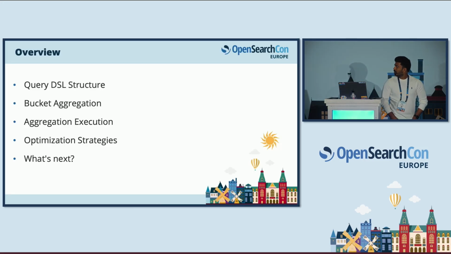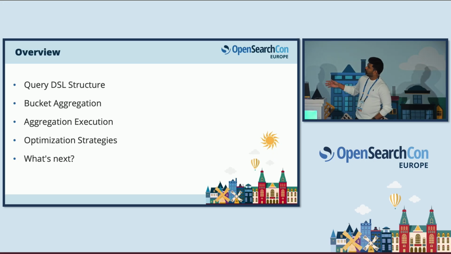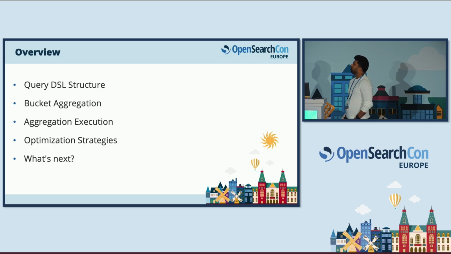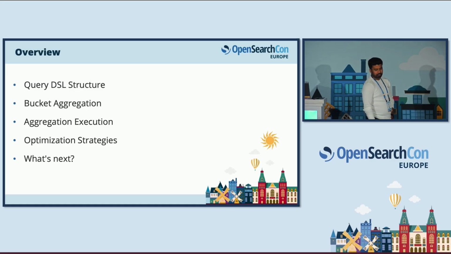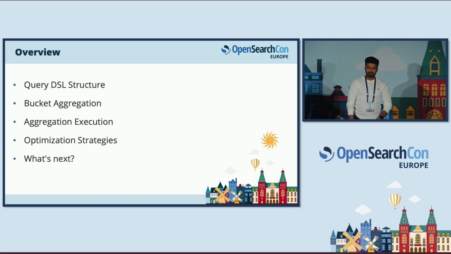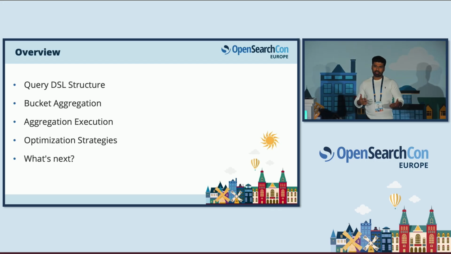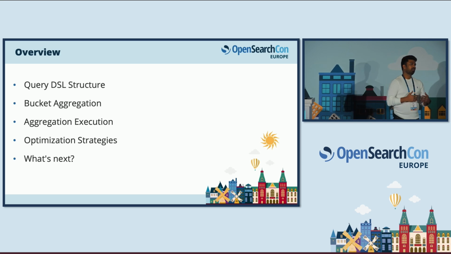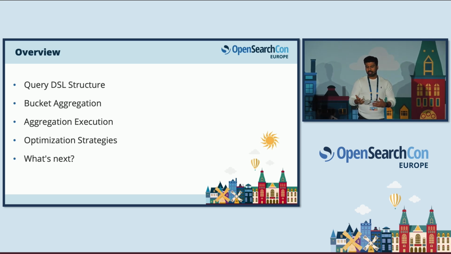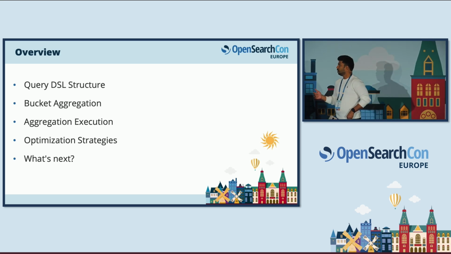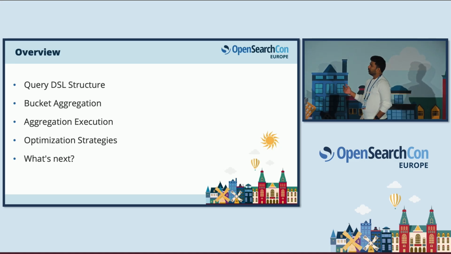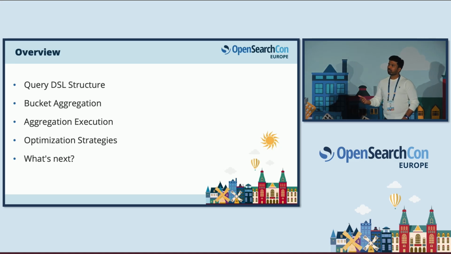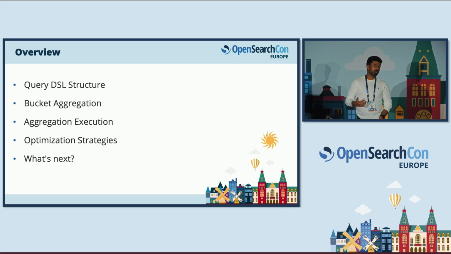This is going to be the structure for our talk today. We will spend some time going through the basics, like query DSL structure, what bucket aggregation means, how the aggregation executes in the Opensearch engine, and some of the optimization strategies that we employed to get these performance improvements. And towards the end, we will talk about some of the things that we are planning to do next, and hopefully have some time for Q&A as well.